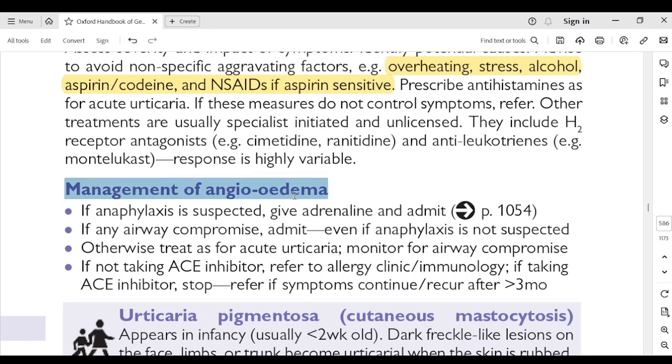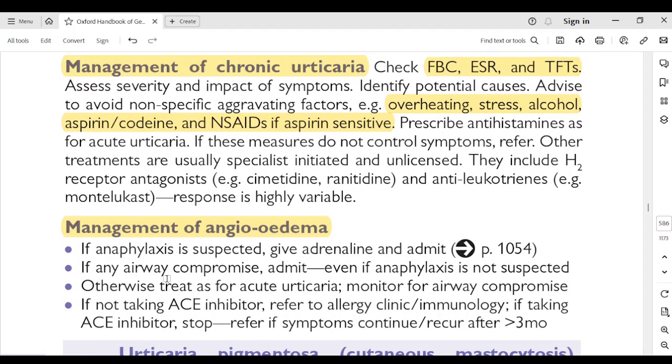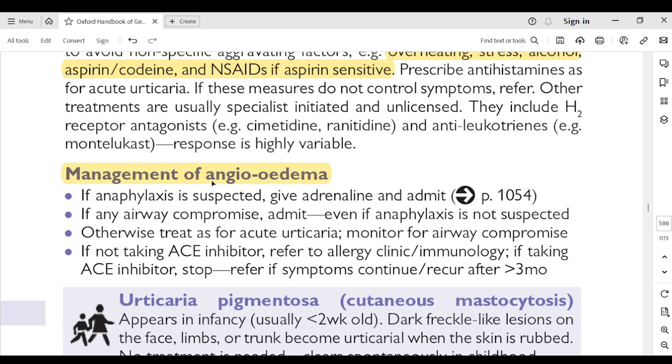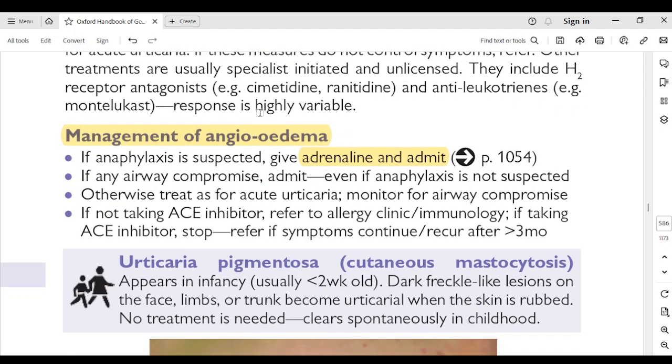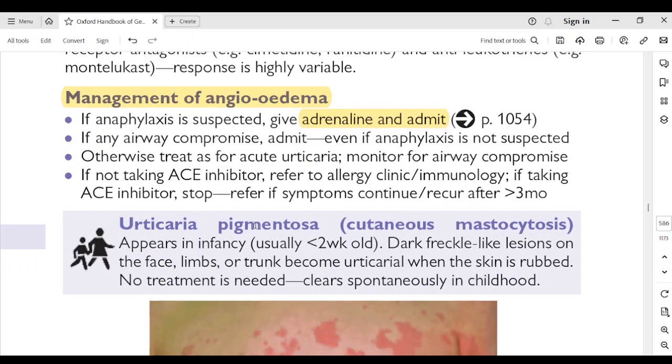So, management of angioedema. If anaphylaxis is suspected, give adrenaline and admit. So with angioedema, if you are suspecting anaphylaxis, that is, there are any kind of systemic symptoms, give adrenaline and admit. If airway compromise, admit, even if anaphylaxis is not suspected. Otherwise, treat as for acute urticaria and monitor for airway compromise.